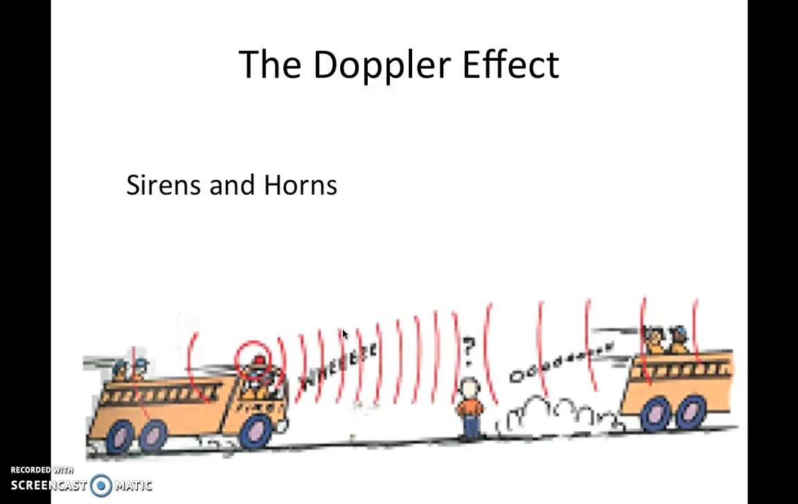We see a great application of this with sirens and horns. So if a siren is moving towards you, it's catching up to its own sound waves, and so you hear a higher frequency because they're closer together. But as it moves away from you, you end up hearing more of the original frequency that's emitted from that siren, and so it's a little bit of a lower pitch.